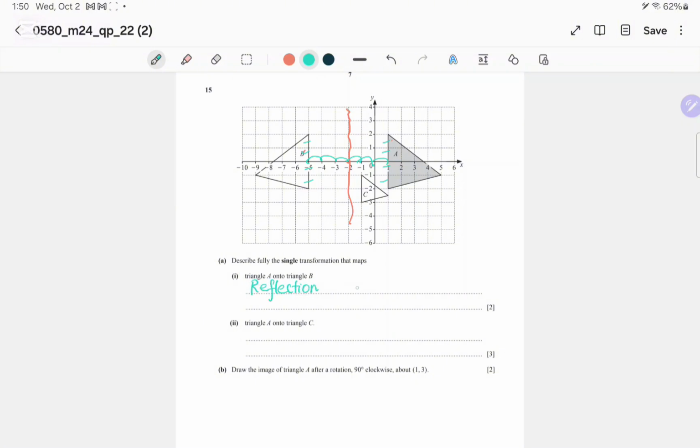Okay, reflection with the sign x. Where is the x? It is at -2. Okay, is it clear? The line of center is at -2 for the reflection. Okay, then what is the second question?